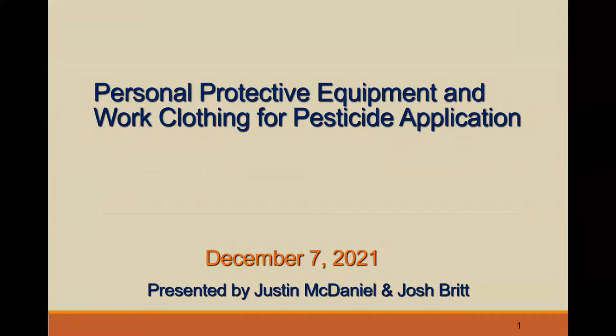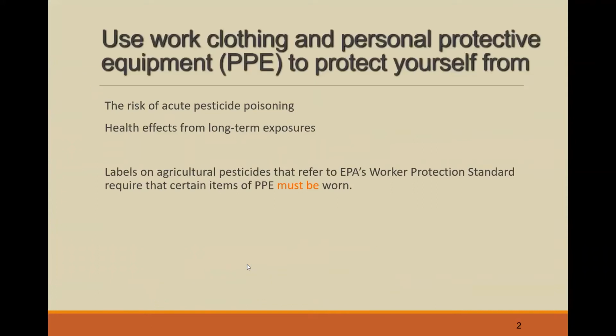A very important part of pesticide application is personal protective equipment. The reason we use work clothing and personal protective equipment is to protect ourselves from the risk of acute pesticide poisoning, acute meaning immediate, due to an exposure to a pesticide. And also from the health effects of long-term exposure, where maybe we're having a sub-lethal dose, but then that dose will build up over time. So we're wearing personal protective equipment to protect us against those.